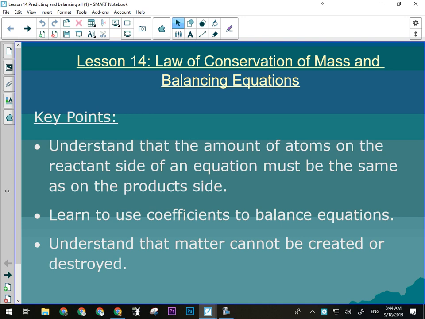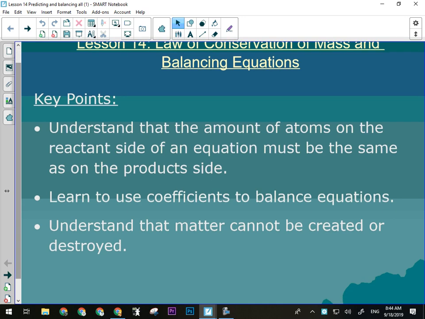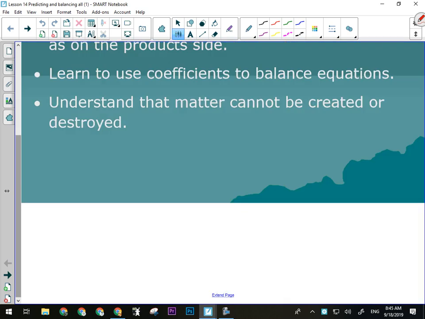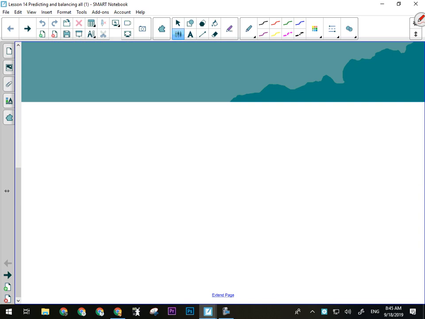The big thing about balancing equations, guys, is that we have to obey the law of conservation of mass. So we have to understand that the amount of atoms on the reactant side of an equation must be the same as on the product side. That's why we balance. We use coefficients to balance equations. That's the big numbers that we've been writing in front of compounds. And we need to understand, obviously, that matter cannot be created or destroyed. So just to reiterate why we put in the coefficients when we balance.